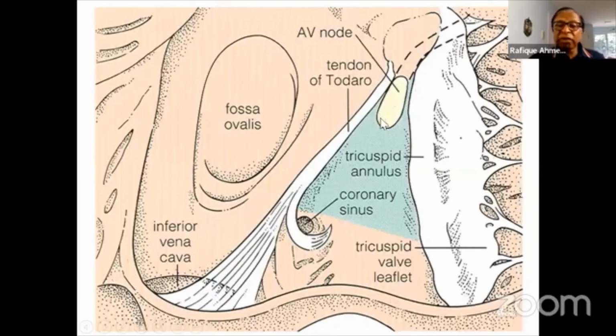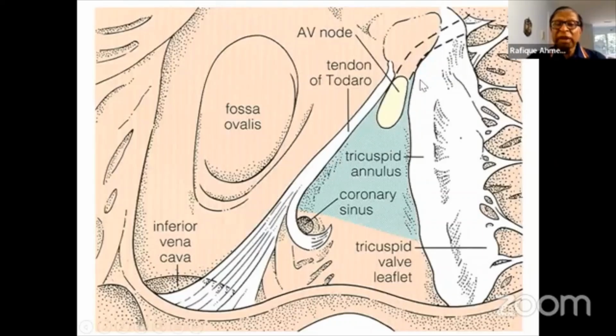Even though the AV node has been drawn as a complex structure, it is not. There are branches, it's like a tree root. And this is the area of the slow pathway, and this is the AV node fast pathway. This is important because that's how we get AV node reentrant tachycardia, and this is the tricuspid valve.